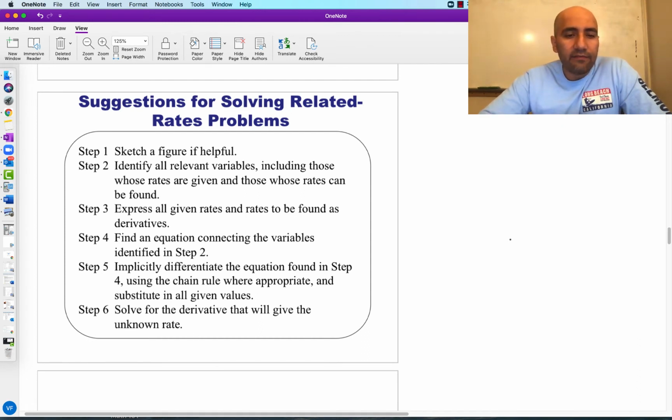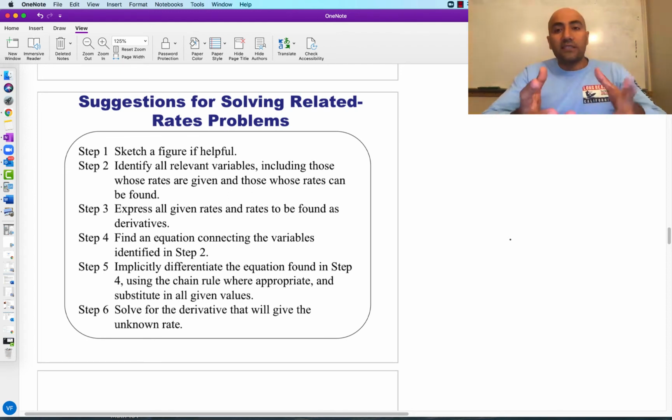Step 4, find an equation connecting the variables identified in step 2. So that can be hard. So think about whether they end up creating a triangle or a circle, or if there's a relationship like profits and costs and revenue functions, those kinds of known equations. So come up with an equation. Then step 5, implicitly differentiate the equation found in step 4 using the chain rule where appropriate and substituting all the given values. And then finally solve for the derivative that will give you the unknown rate that you're looking for.